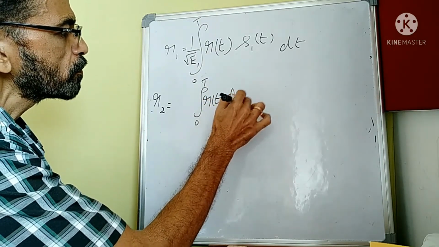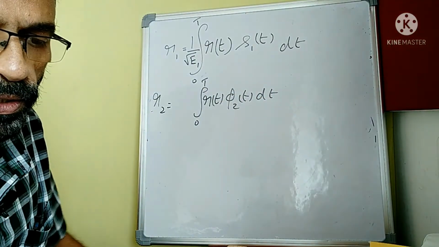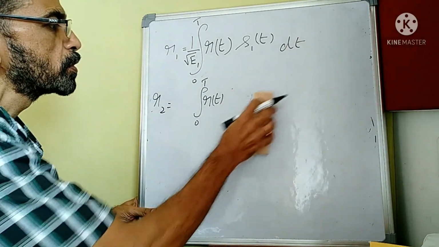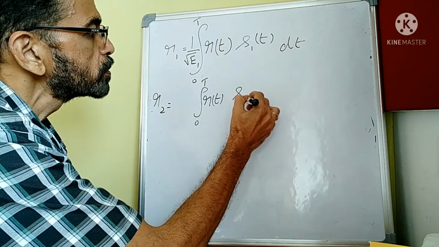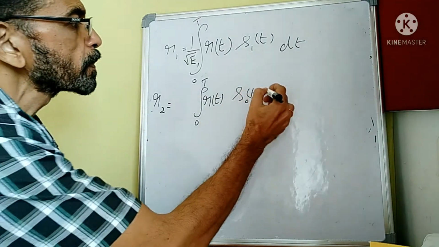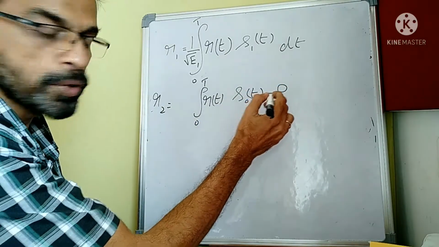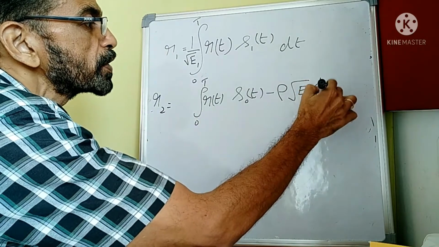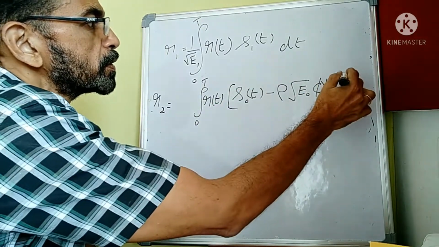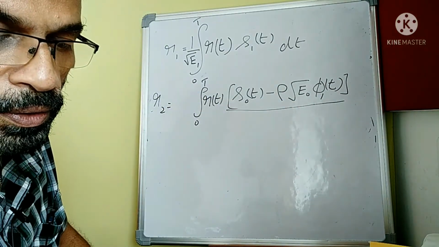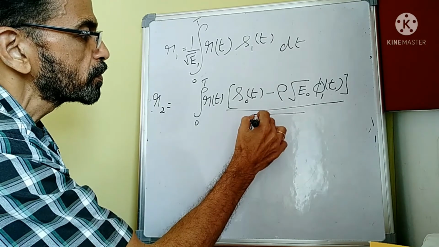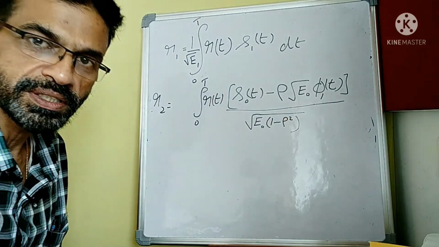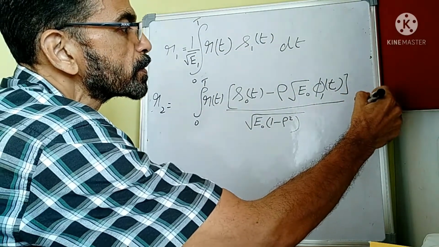the integral of r(t) into phi 2(t). Now earlier we saw that phi 2(t) is equal to s naught(t) minus rho root E naught phi 1(t), divided by square root of E naught 1 minus rho square. So remember that we still treat the signals as real signals, dt of course.